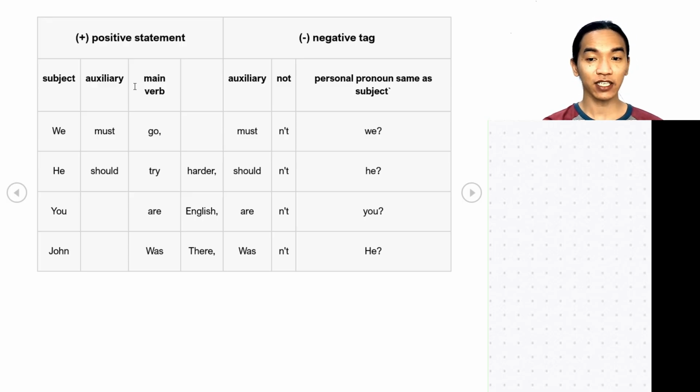All right, next, you are English, aren't you? So you can see here, are is not actually an auxiliary verb because it is your main verb here. It is your be verb, functioning as your main verb. So that's why you just convert it into negative. You are English, aren't you? Similar to the last sentence, John was there, wasn't he? Just repeat the main verb since we don't have an action verb in these cases.